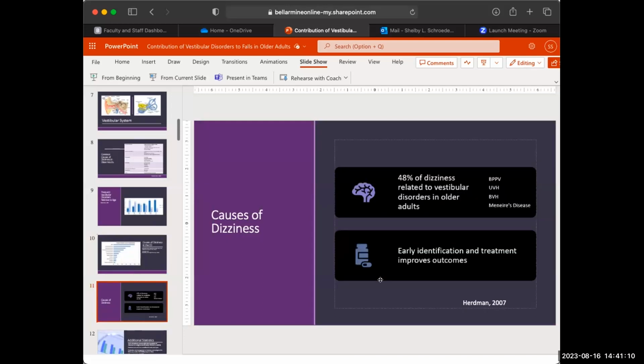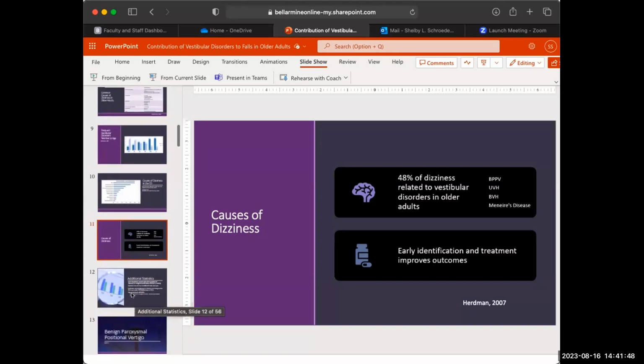So 48% of dizziness in older adults is related to vestibular disorders. We said 25% that come into the ED have BPPV, but almost half of the reasons that older adults are dizzy is coming from the inner ear. So we've definitely got to pay attention to the inner ear when older adults are dizzy. If we identify the cause early and treat it early, we can improve outcomes and we can try to reduce the risk of falls and of this becoming a chronic issue.